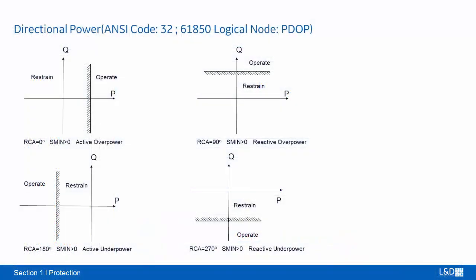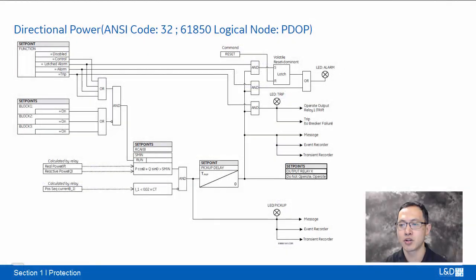For example, the active overpower characteristic is achieved by setting RCA to 0 degrees. Reactive overpower by setting RCA to 90 degrees. Active underpower by setting RCA to 180 degrees. And reactive underpower by setting RCA to 270 degrees. In the logic diagram, the operation condition is a calculation of real and reactive power with a relay characteristic angle.